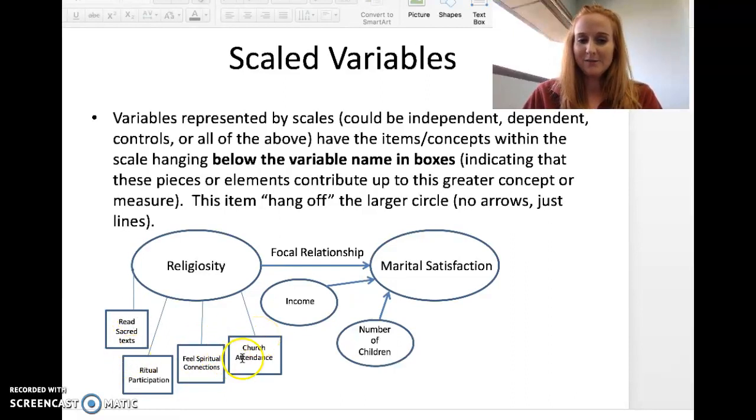So we felt like all of these together are different little elements of what someone's religiosity is. So we're going to see how people answered all four of those questions and combine them all to contribute to this big idea of religiosity. This is how you would illustrate it in a figure. They get boxes, so we know that's not the main variable, but this lets us show what's inside of it. That's all it is. That's a scale.